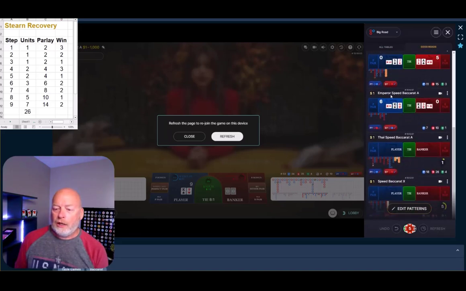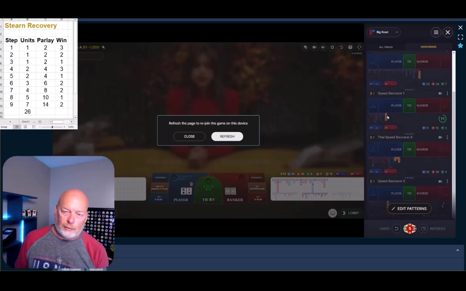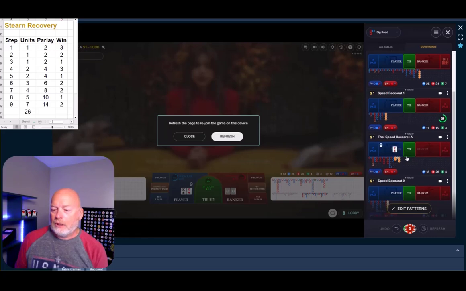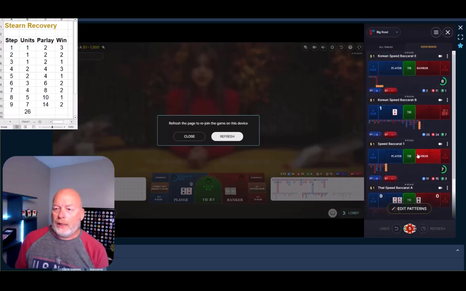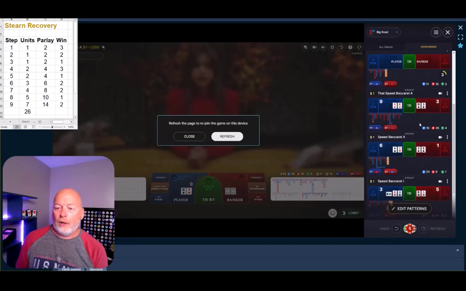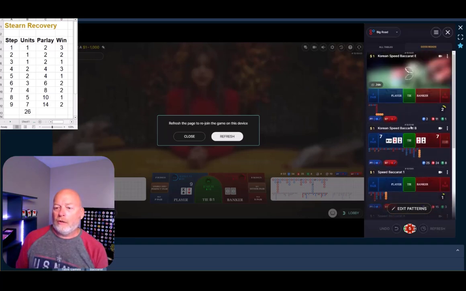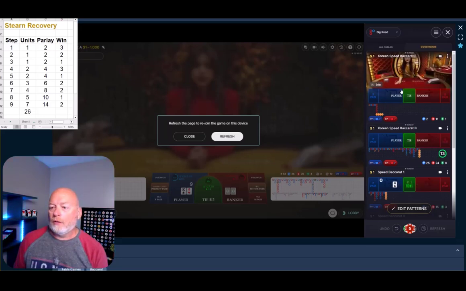But here you can see anything that is on a run. So this one was on a run, it went player, and then that stopped. So we could play any of these tables that are currently on a run. And from here, I'm going to click on this camera. When I click on the camera, it brings up this table here, and I can watch it there, or I can click join, and then it'll be on my big screen.